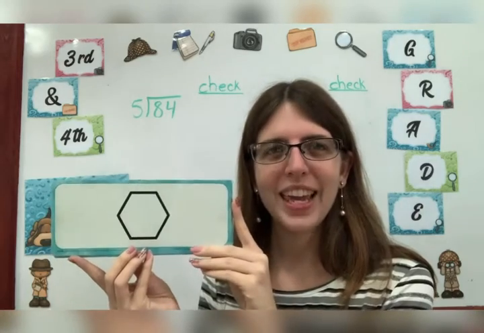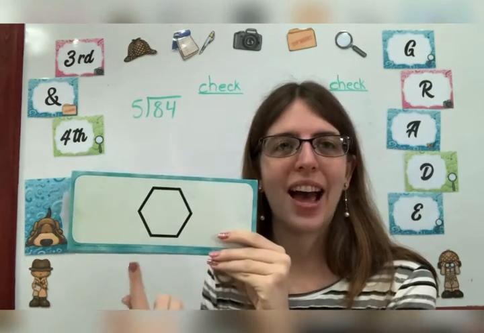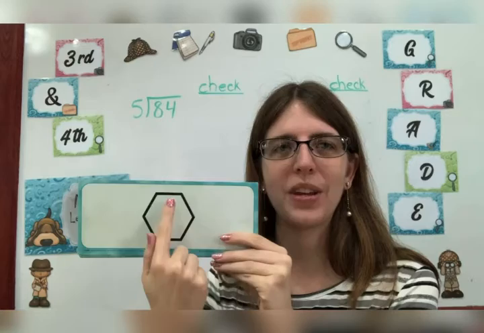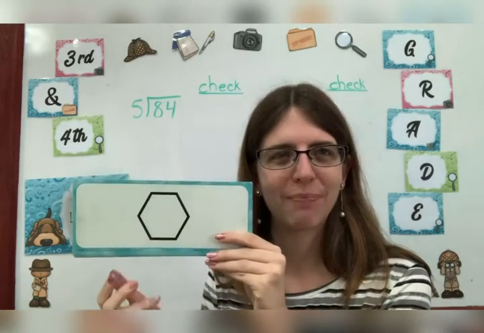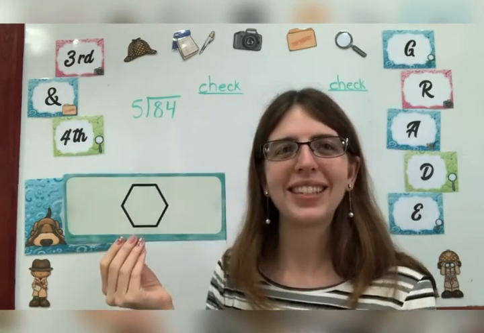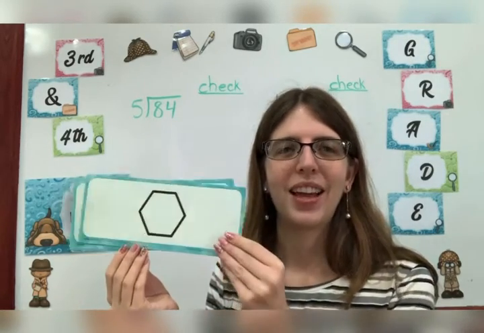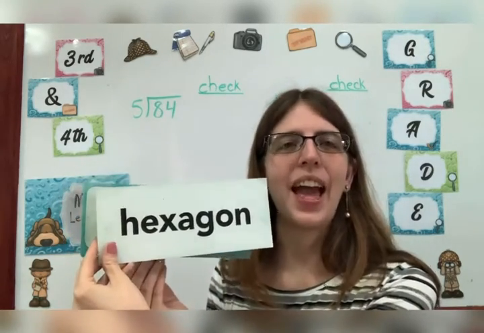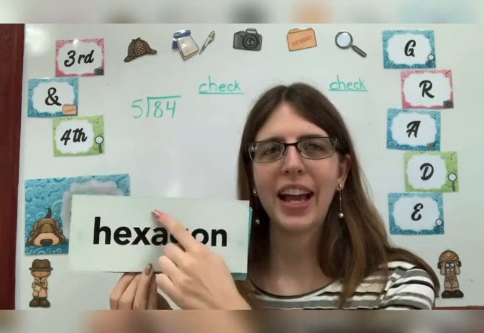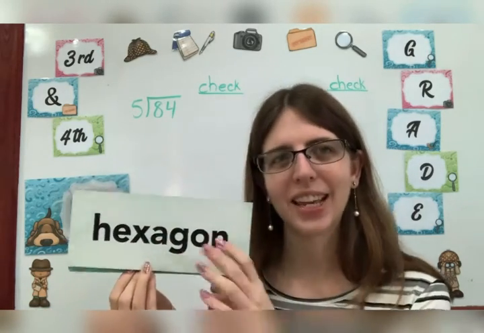Okay, here is a shape that has 6 sides. 1, 2, 3, 4, 5, 6. What do we call a 6-sided shape? Hexagon. So think of the X in hex like the X in 6. Hexagon.